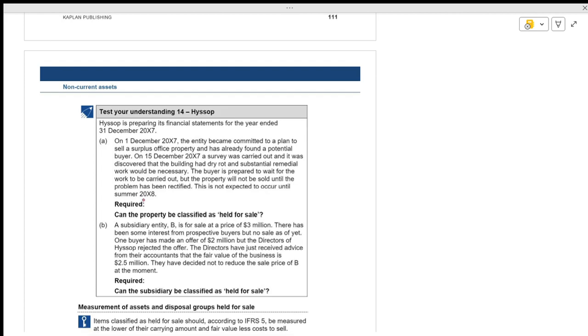HISOP is preparing financial statements. On 1st December, the entity became committed to a plan. Committed, okay? This is one of the conditions. Even if one condition is not satisfied, it is not held for sale, okay? Is it right? Committed to a plan to sell a surplus property and already found a potential buyer. On 15 December, a survey was carried out and it was discovered that the plant had dry rot and substantial remedial work would be necessary.